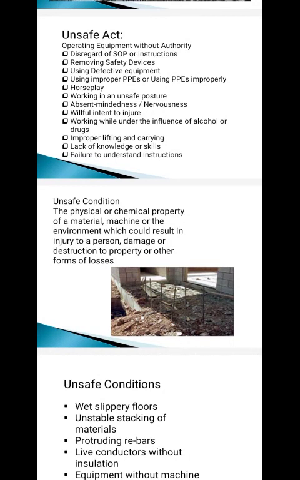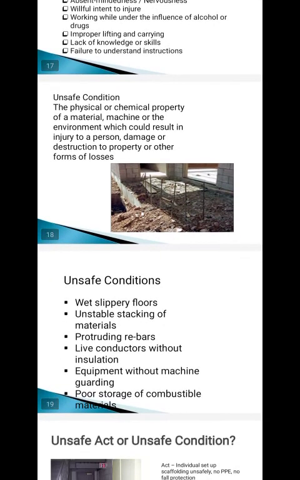So an unsafe condition is a physical or chemical property of a material or a machine or environment that could result in damage to property, injury to an individual or a person, and also losses of other forms. Okay, that is an unsafe condition: a physical or chemical property of a material or the environment which could result in injury to a person, damage or destruction to property, or other forms of losses.